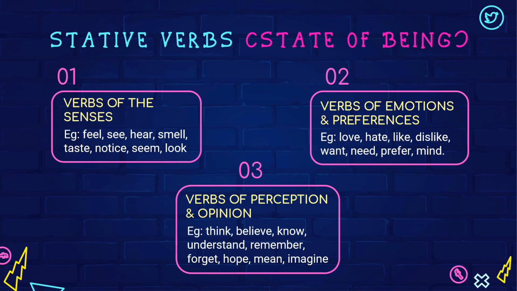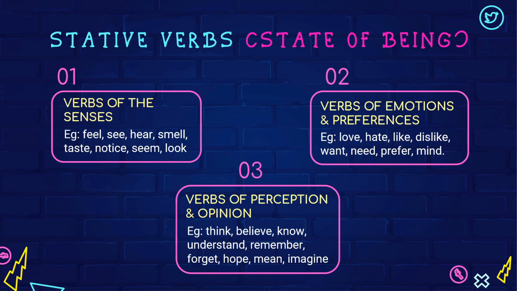Moving on to the second example, verbs of emotions and preferences. Example, love, hate, like, dislike, want, need, prefer and mind. Do you mind lending me your pen, please? So these are verbs of emotions and preferences. And the third example is verbs of perception and opinion: think, believe, know, understand, remember, forget, hope, mean, and imagine. So this is under the category of verbs of perception and opinion.